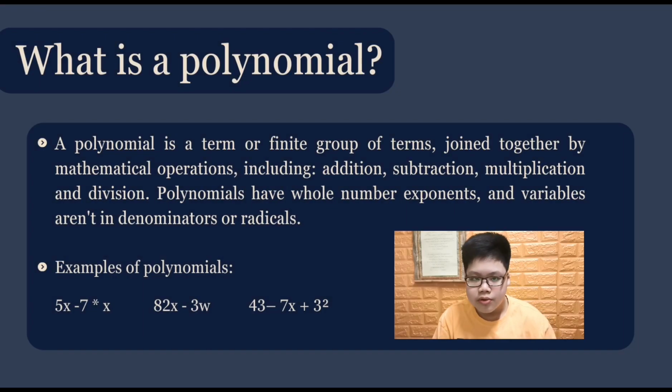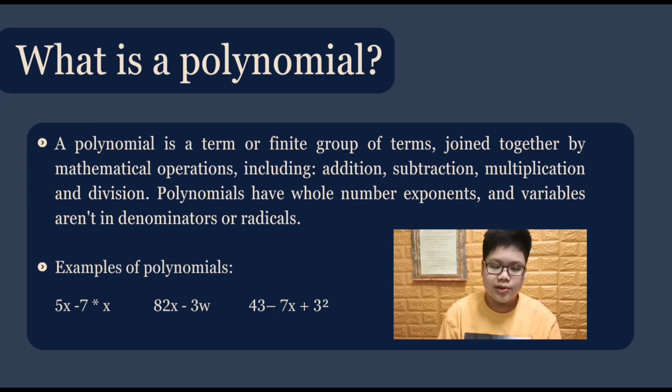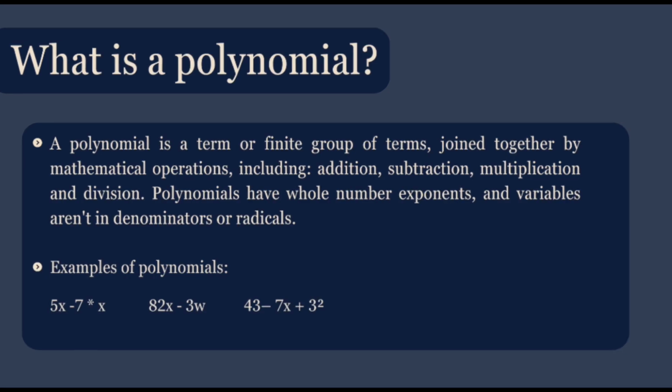Moreover, a polynomial is a term or finite sum of terms joined together by mathematical operations, such as addition, subtraction, multiplication, and division. Polynomials have whole number exponents and variables that don't appear in denominators or radicals. Examples of polynomials: 5x minus 7 times x, 82x minus 3w, 43 minus 7x plus 3 squared.